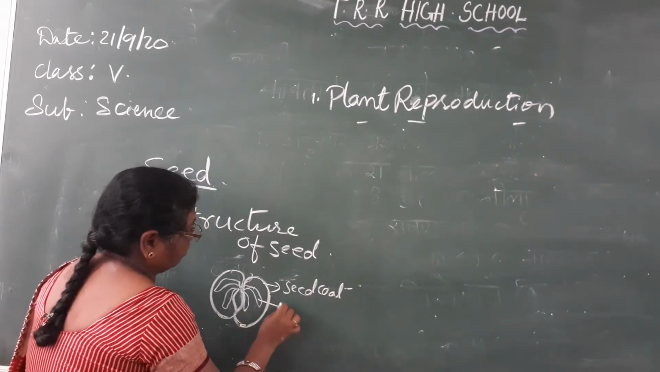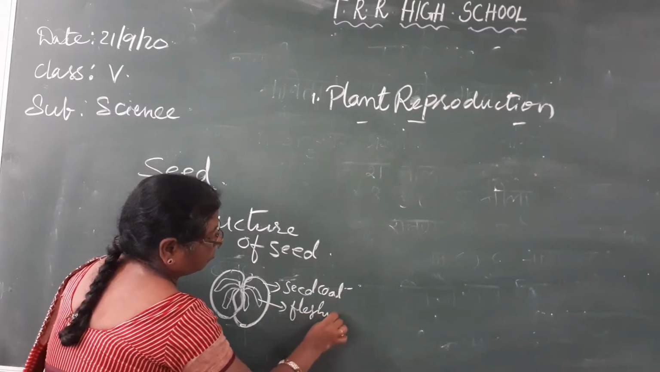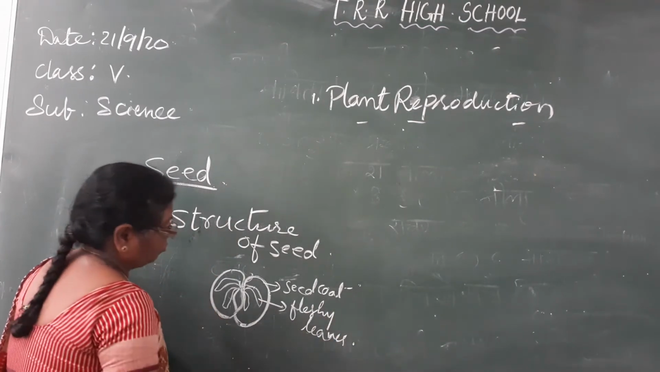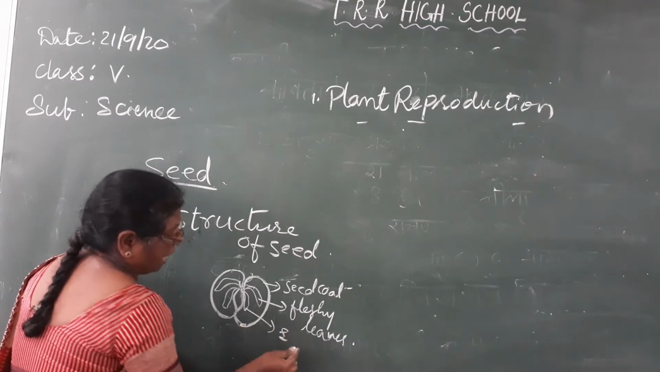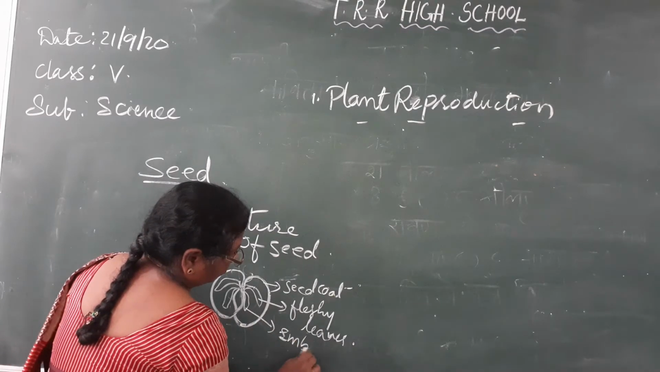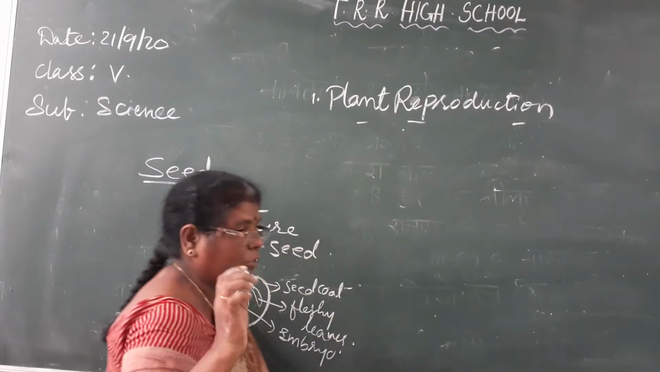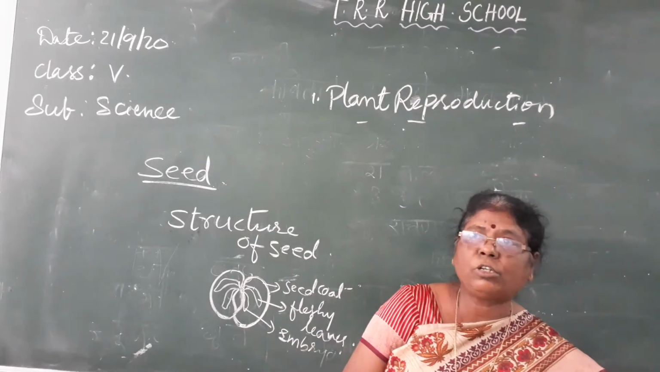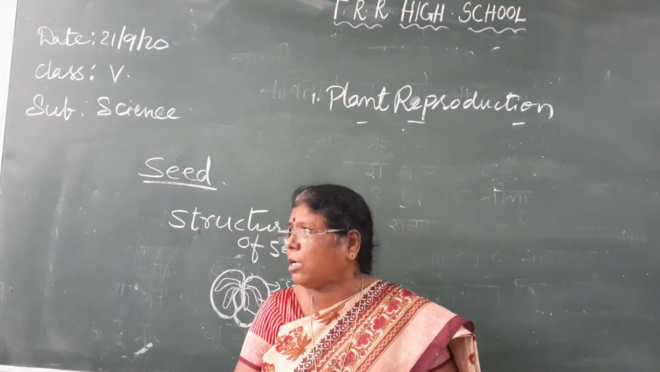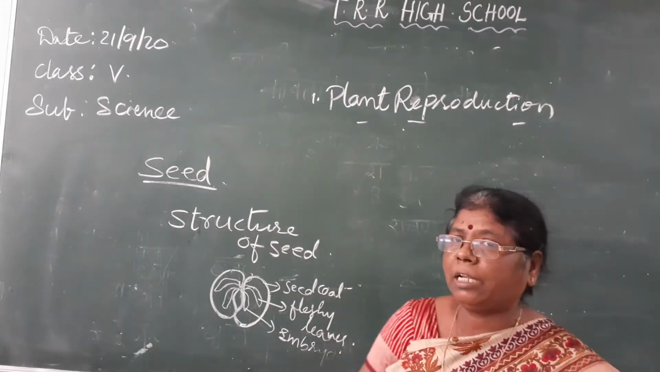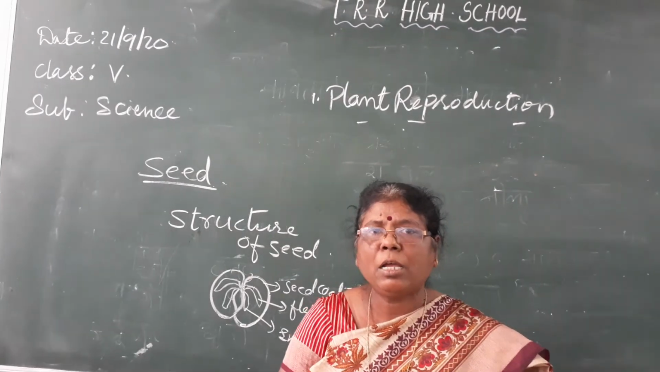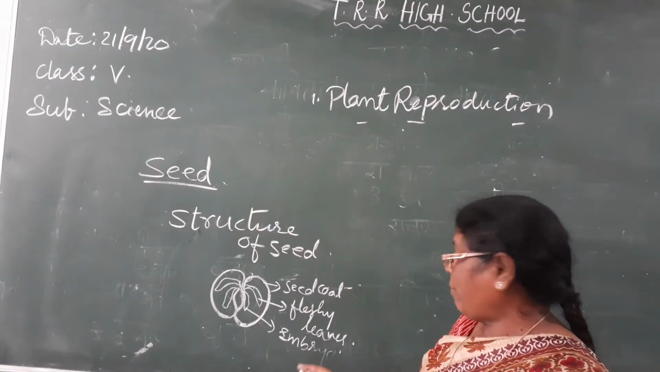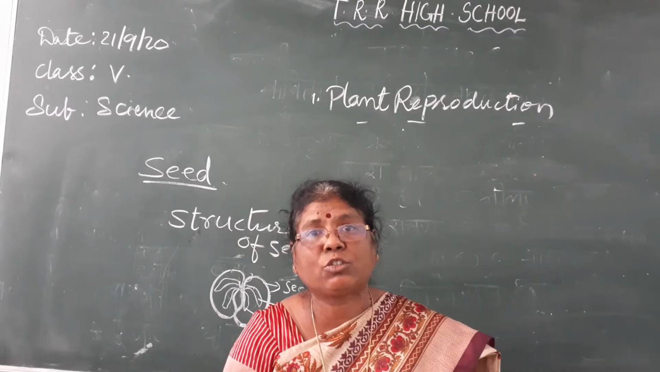Isn't it? Fleshy leaves or cotyledons. Next, embryo, the young plant, the growing embryo. So these are the parts we have already discussed. What is the function of the outer covering of the seed, that is called the seed coat? It protects the inner parts of the seed. What are these fleshy leaves? They store the food for the baby plant, isn't it? And the embryo is the part that grows into the seedling.